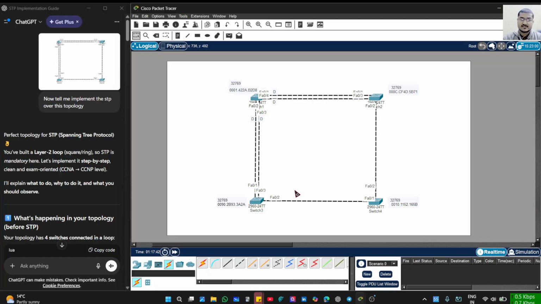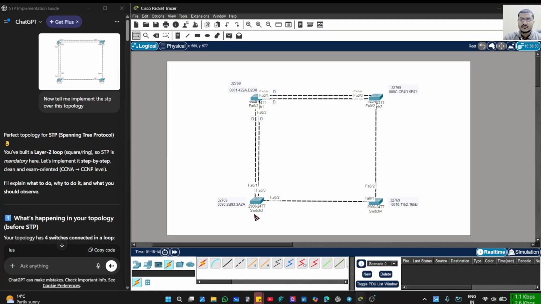If it doesn't exist in a topology, we can face all sorts of possible problems, like a broadcast storm, MAC address instability, and network outage. So we are going to discuss the concept behind it and how it actually works.